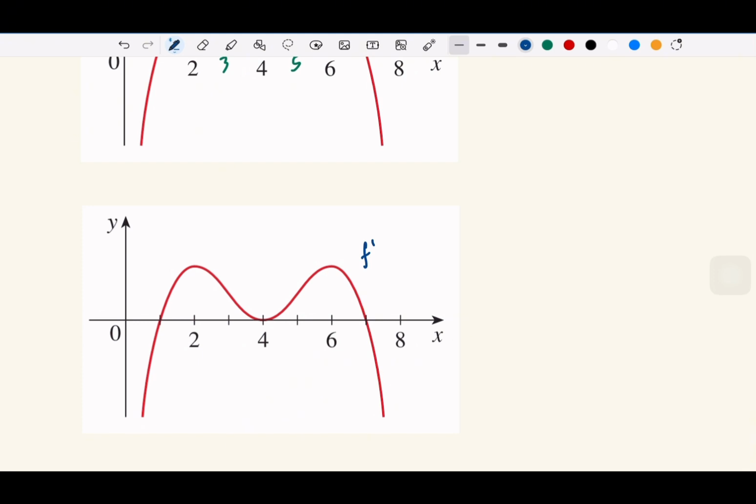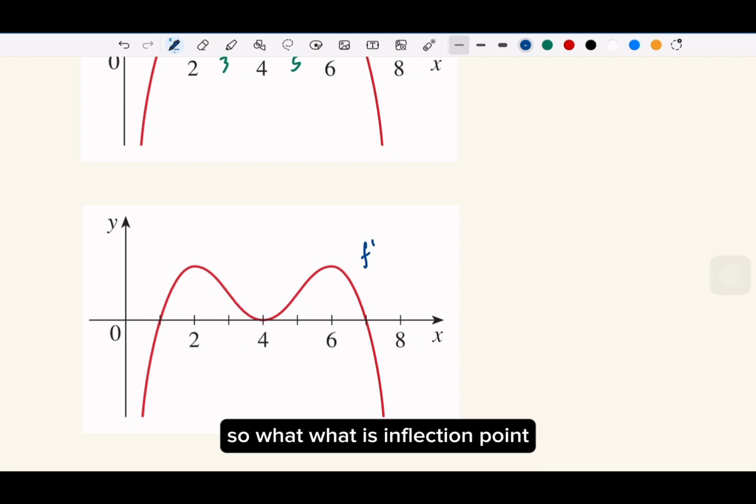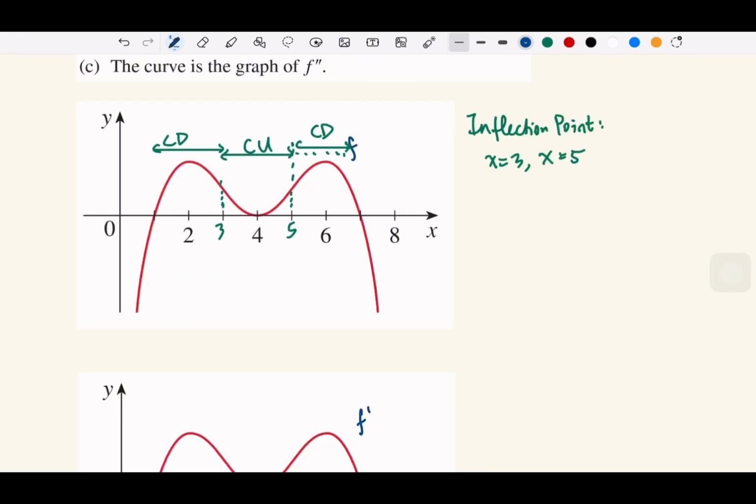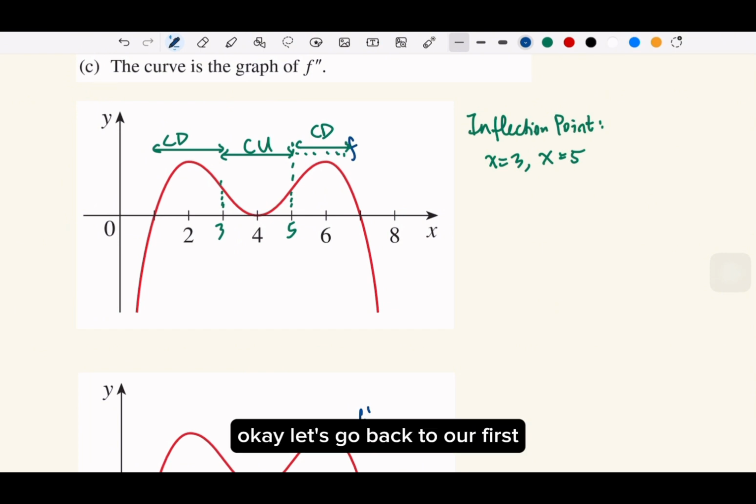Okay. So what is inflection point? Okay, let's break for a while. Okay. We're back to the reality. Okay, back to the reality. You sleep. Okay, let's go back to our curve.